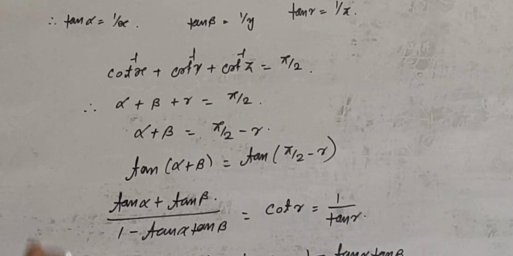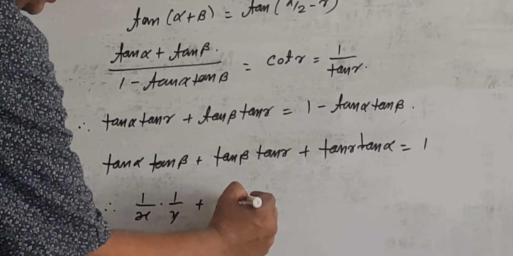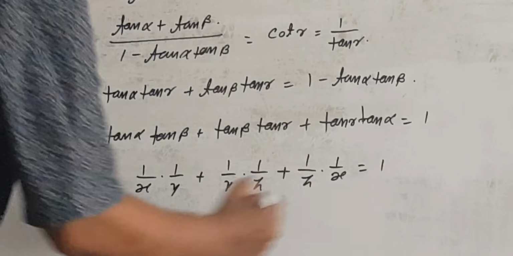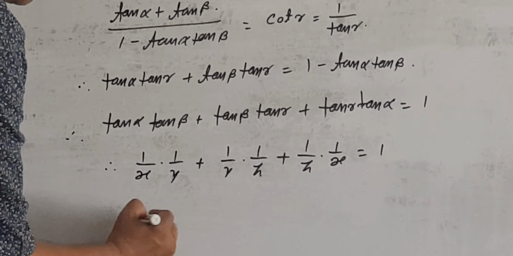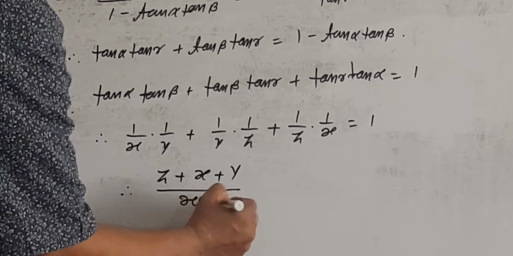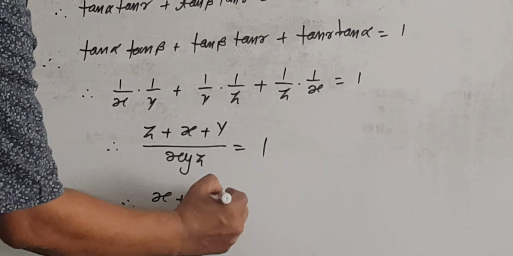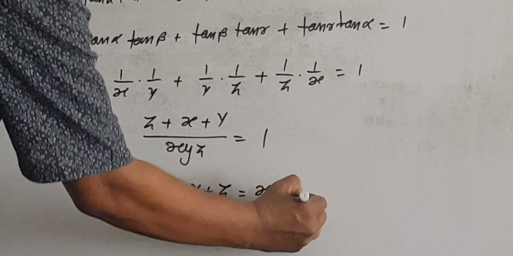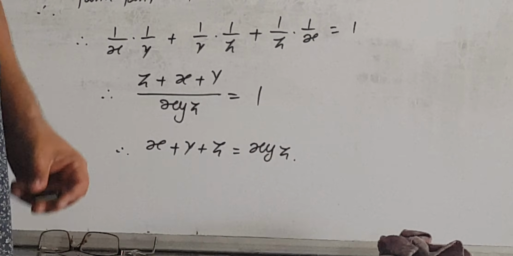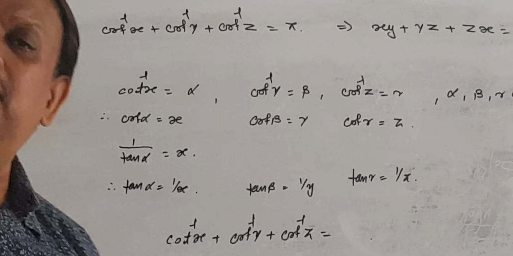We put the value of tan alpha as 1 upon x. So 1 upon x into 1 upon y, plus 1 upon y into 1 upon z, plus 1 upon z into 1 upon x is 1. We take LCM, then it will be z plus x plus y upon xyz. Therefore, taking the denominator to that side, x plus y plus z is equal to xyz. That's it.